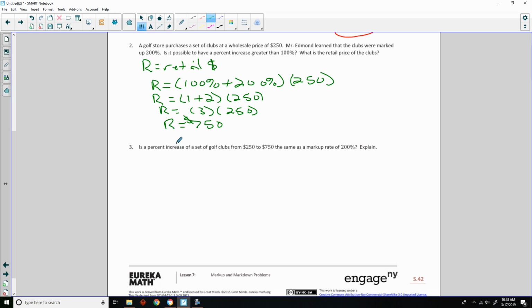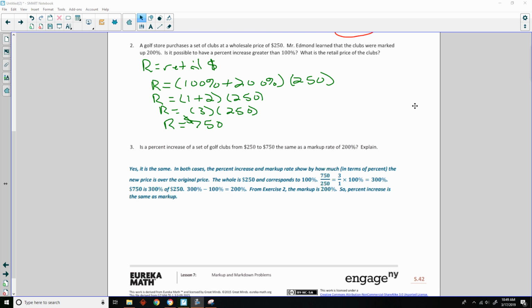Number 3 says, is a percent increase of a set of golf clubs from $250 to $750 the same as a markup rate of 200%? Explain. Okay, this is a lengthy explanation, so I just brought it in. Yes, it is the same. In both cases, the percent increase and the markup rate show by how much, in terms of percent, the new price is over the original.